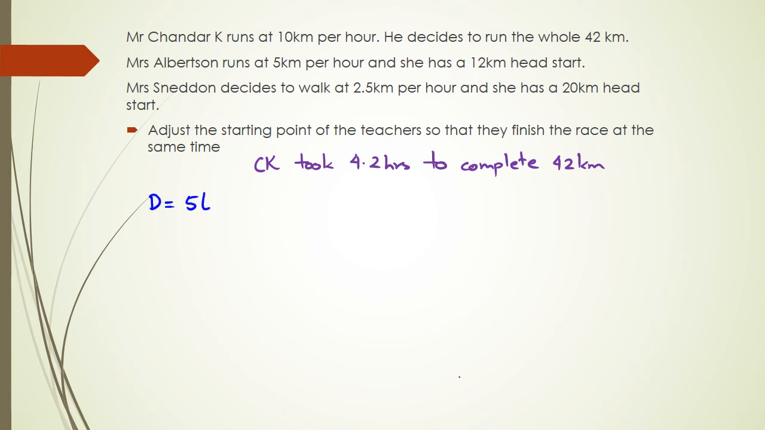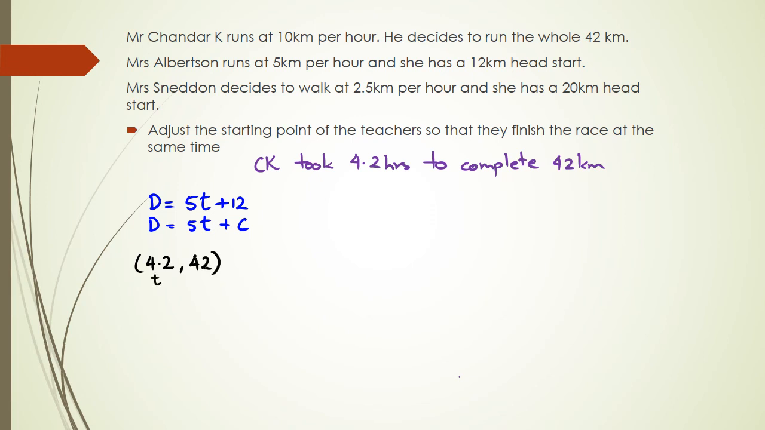Now, Albertson's original equation was this. All right, she was still running at 5t, but she had a 12k head start. Now, we don't want her to do a 12k head start because she's not going to take 4.2 hours. She's going to take a bit longer. So what we are going to do is change this, and we're going to call this 5t plus c.